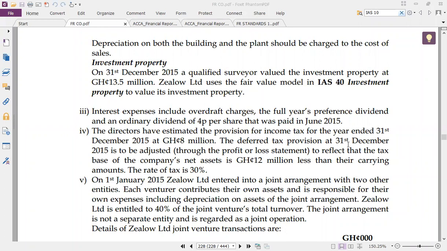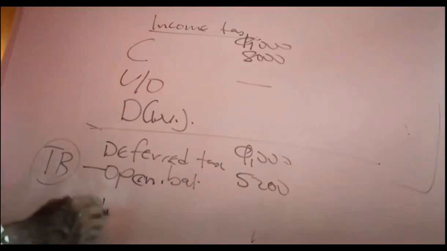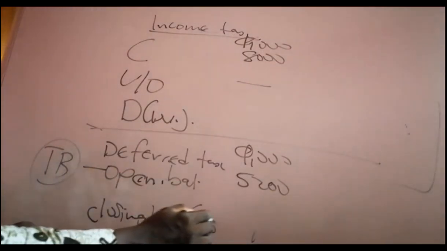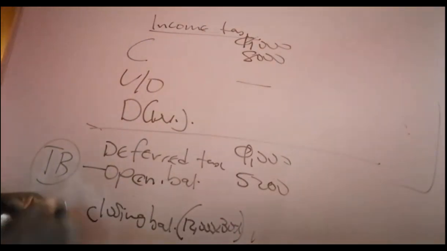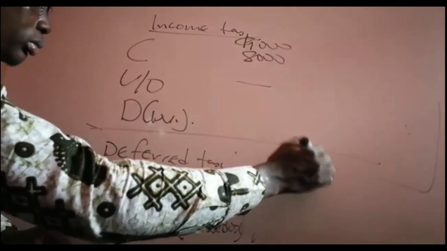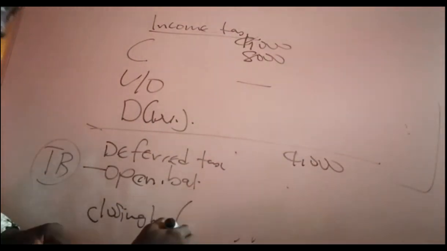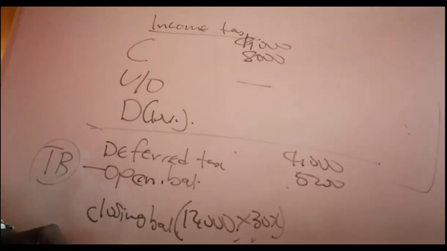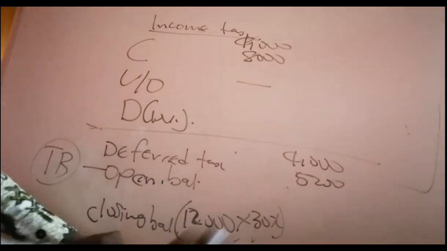Now, the deferred tax provision at 31st December 2015 is to be adjusted through profit and loss to reflect the tax base of the company's net assets, which is what? 12 million less than their carrying amount or the accounting base. Tax rate is what? 30. Okay. So I'll write here closing balance. So closing, open my bracket. The 12 million, that's 12,000 times what? 30%. Good. Let me shift this one here small so that I can write big for you to see. So 12,000 times 30%. That should give us something like 3,600, right? Good. That's 3,600.